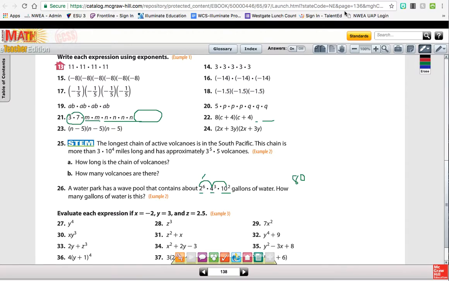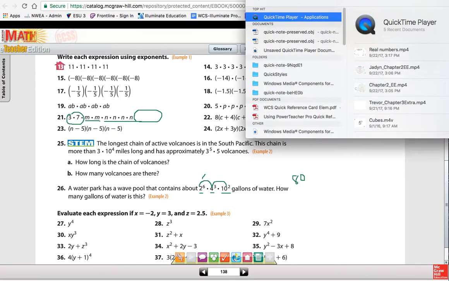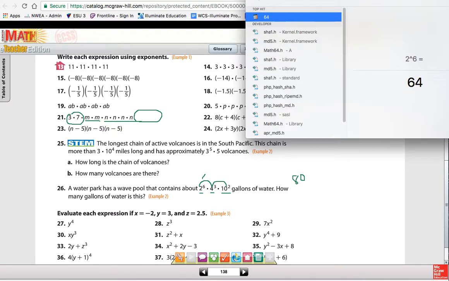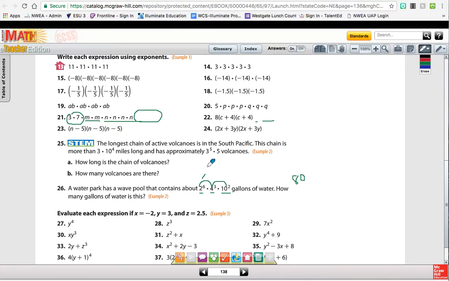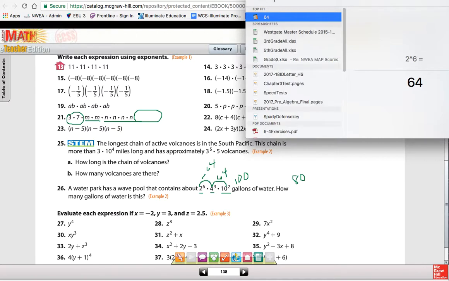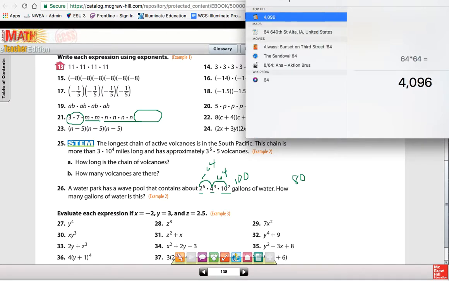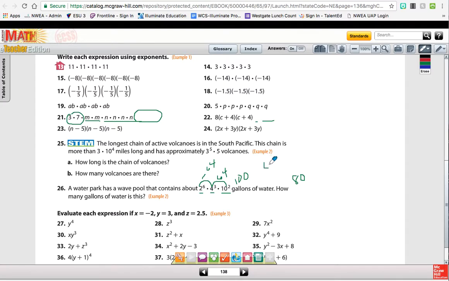2 to the 6th power. Remember that we can use the caret key on our calculator to do exponents. So 2 to the 6th power is 64. And 4 to the 3rd power is 4 times 4 times 4, which is 64. And then 10 squared is 100. And when we multiply all of that together, we get 64 times 64, which is 4,096, and then 4,096 times 100 would add another 2 zeros there at the end.